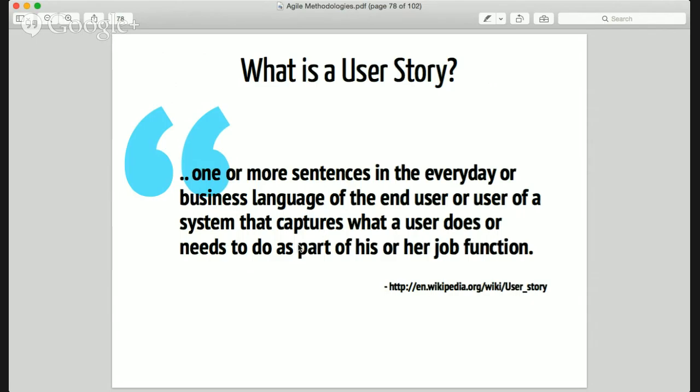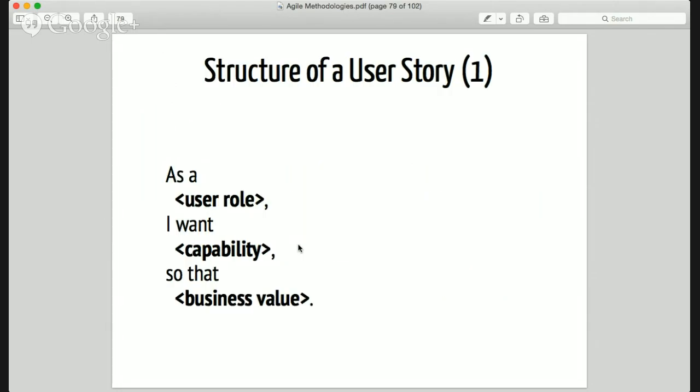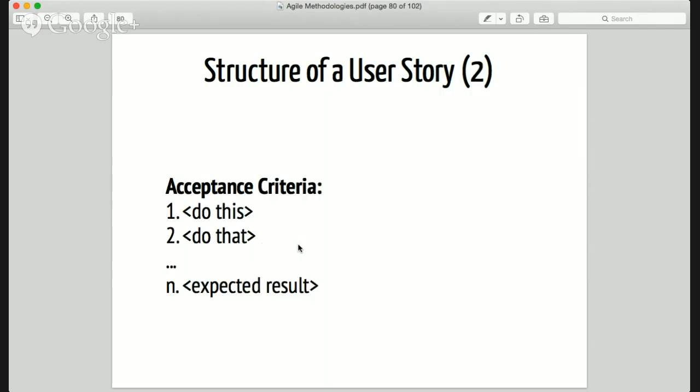So a user story is actually really simple. It's meant to be so that we can fit it in a compact form. It's one or more sentences in the everyday language or business language that captures what an end user needs as part of their role, or job function. So here's what it looks like. It's really simple. It's basically a three-part form. As something, I want something so that something can happen. That's pretty generic. Let's make that more concrete.